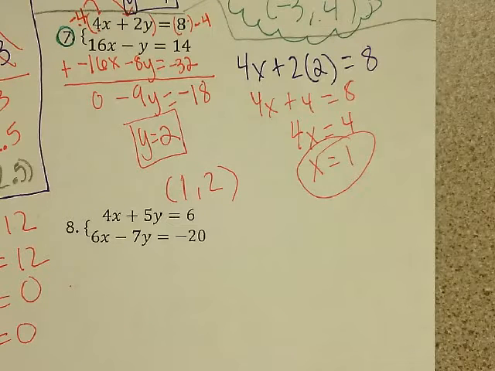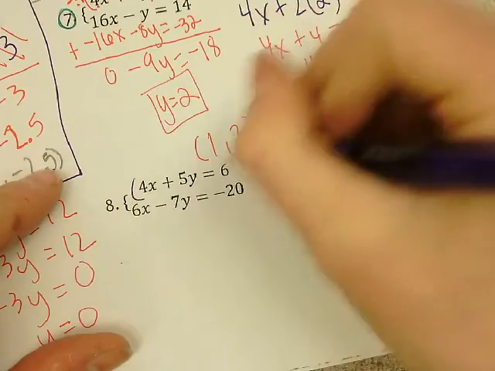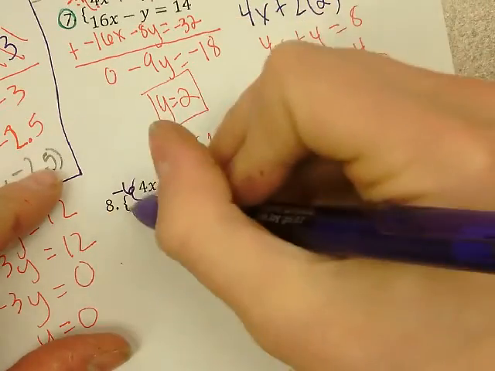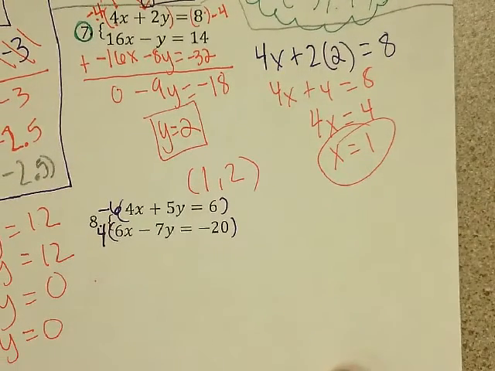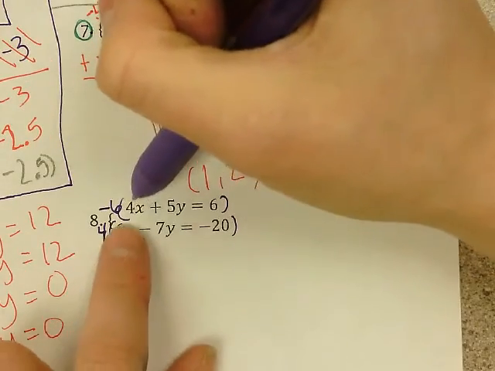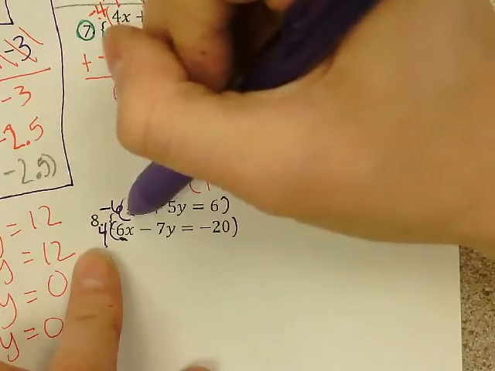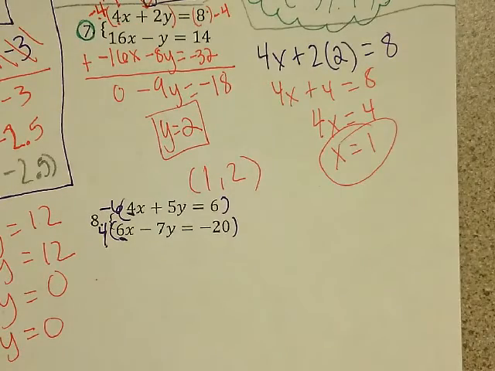Or you can just take those two numbers and switch them. I like to do that. It makes bigger numbers, but it's okay. So I'm going to multiply this top one by negative 6 and multiply this bottom one by 4. You could have chosen 3 and 2, but this is an easy way to look at it. Just multiply the top one by the bottom number and the bottom one by the top number, and make one of them negative.